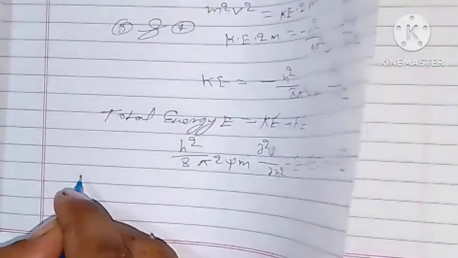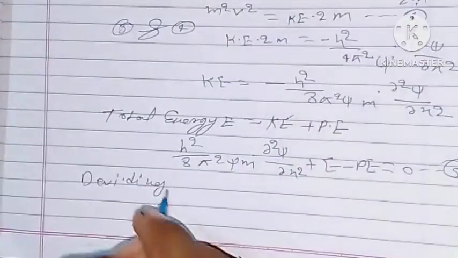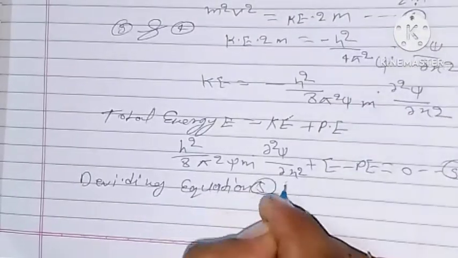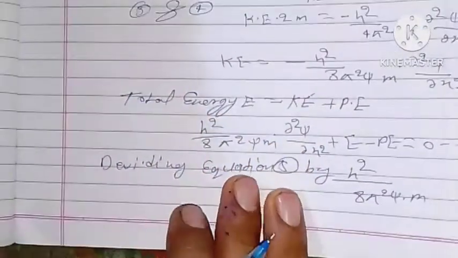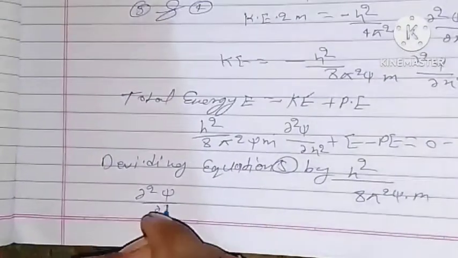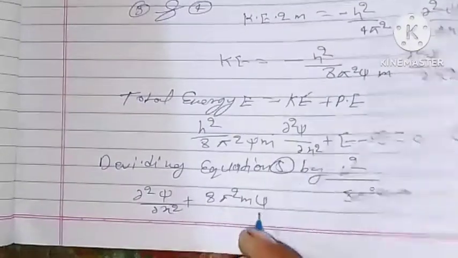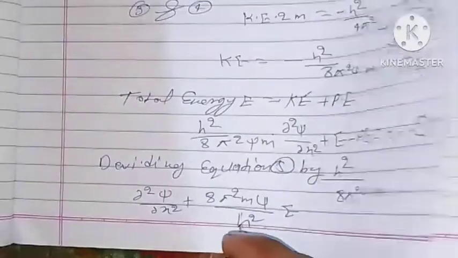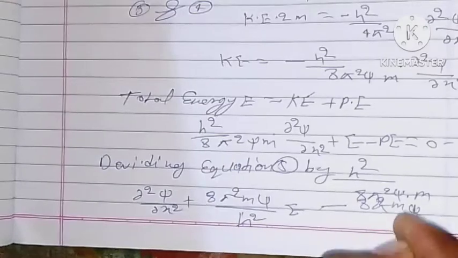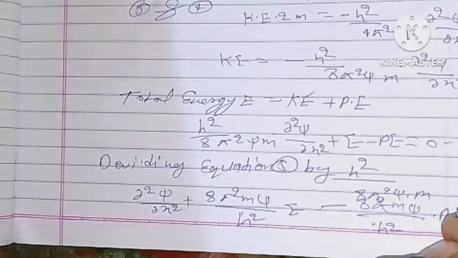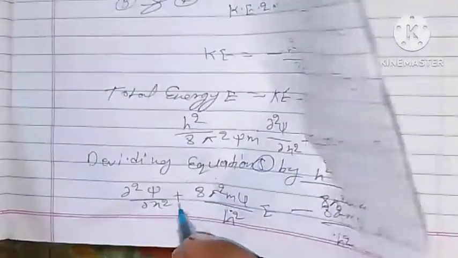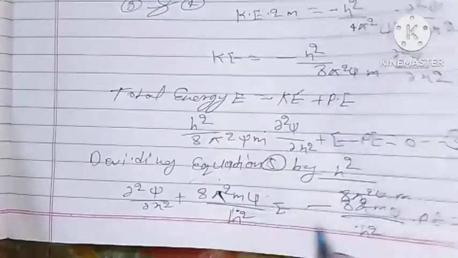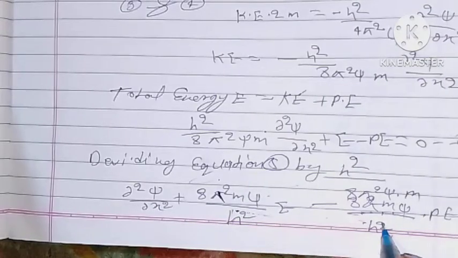Dividing equation 5 by h square upon 8 pi square m psi, we get del square psi upon del x square plus 8 pi square m psi upon h square into E minus 8 pi square m psi upon h square into PE, the potential energy, equals 0.